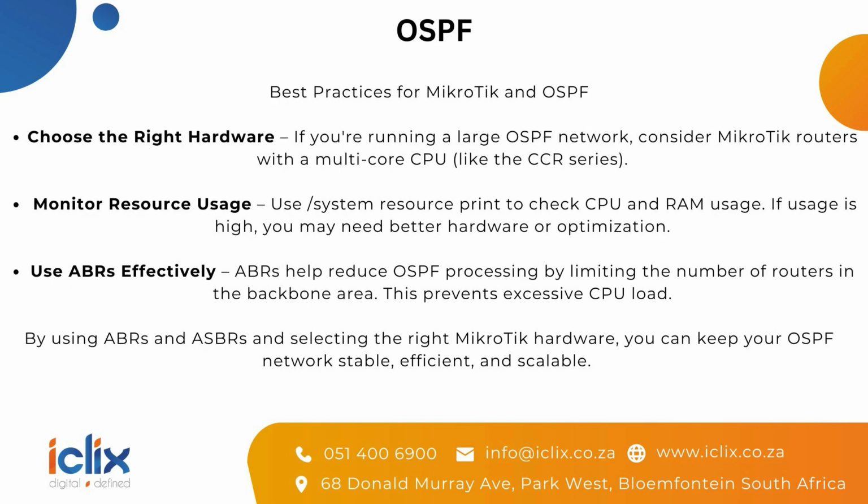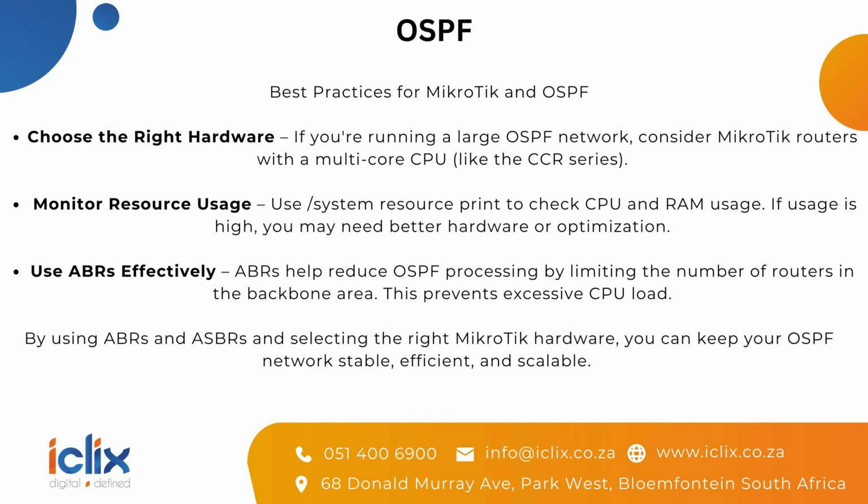Best practices for Mikrotik and OSPF. Choose the right hardware. If you're running a large OSPF network, consider Mikrotik routers with a multi-core CPU, like the CCR series. Monitor resource usage. Use /system resource print to check CPU and RAM usage. If usage is high, you may need better hardware or optimization. Use ABRs effectively. ABRs help reduce OSPF processing by limiting the number of routers in the backbone area. This prevents excessive CPU load.